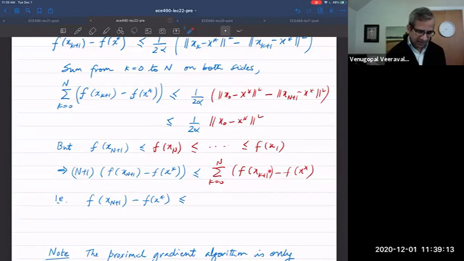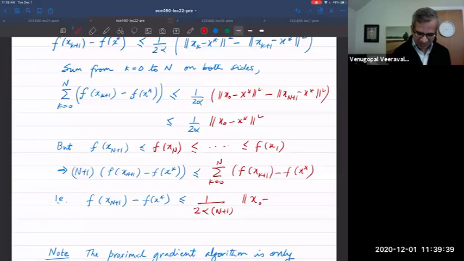But this, we know is less than that. So from that, we get that n plus 1 times f of x, this guy, is less than this. I'll take the n plus 1 to the right-hand side, and I get 1 over 2 alpha (n plus 1) times x0 minus x star squared. So this is order 1 over n.